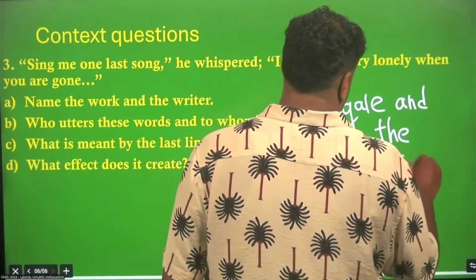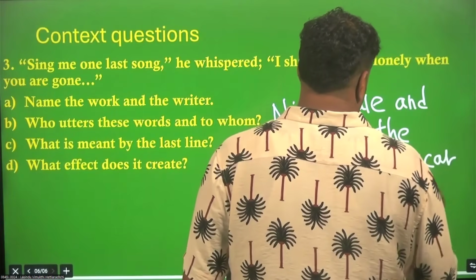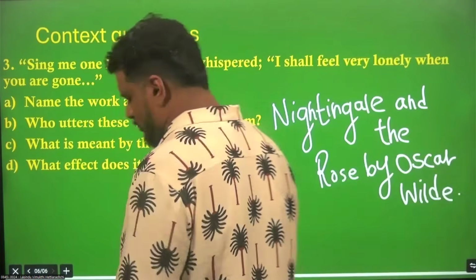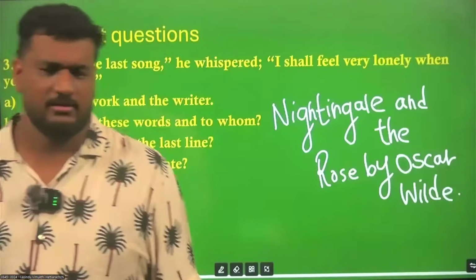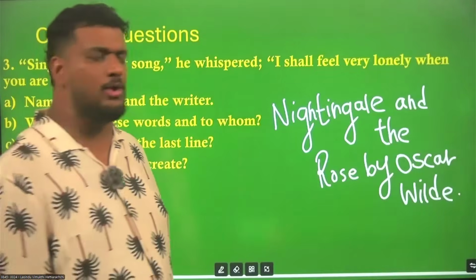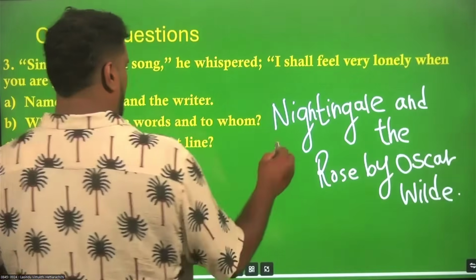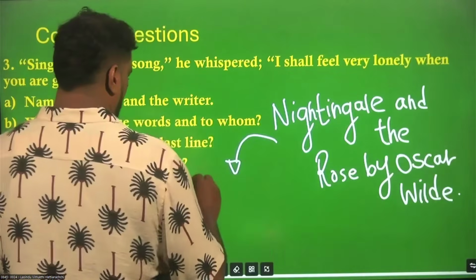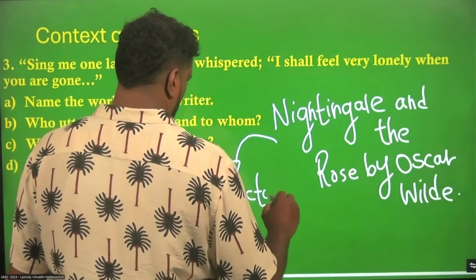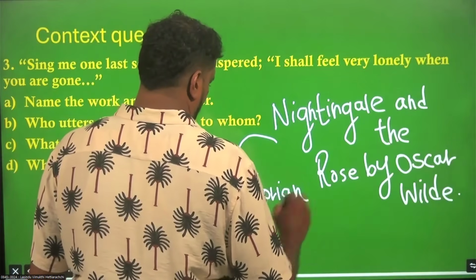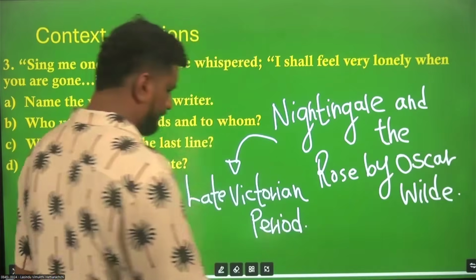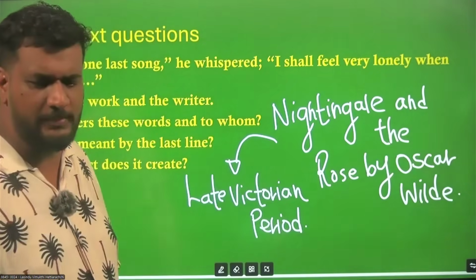Now, when we refer to Oscar Wilde, when you do literature as a subject, there are certain key aspects that you have to remember. Number one, Oscar Wilde belongs to late Victorian literature. Late Victorian period. He is known to be a Victorian writer. He belongs to the late Victorian period.